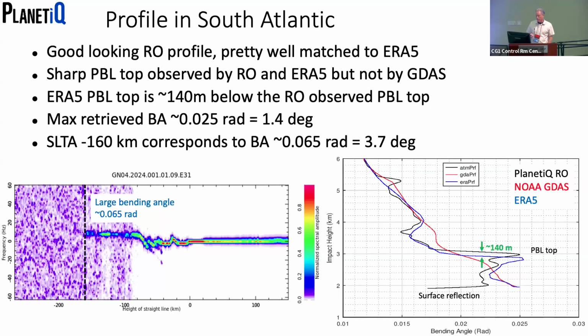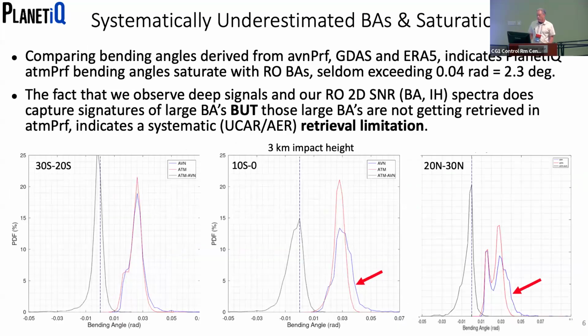This is a quick example of a nice profile. This is us. GDAS is in red, and ERA5. The PlanetiQ and the ERA5 agree pretty well. The GDAS doesn't really pick it up in this case. But one point here is we tracked the signal down to -160 straight line. So this bending angle should have actually been much larger than this peak bending angle. The fact that we tracked down, that implies a bending angle around 0.06. We got to 0.025.